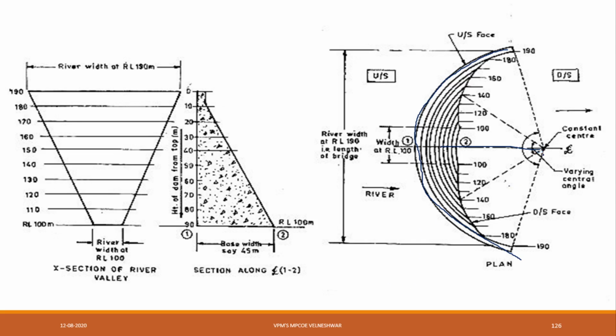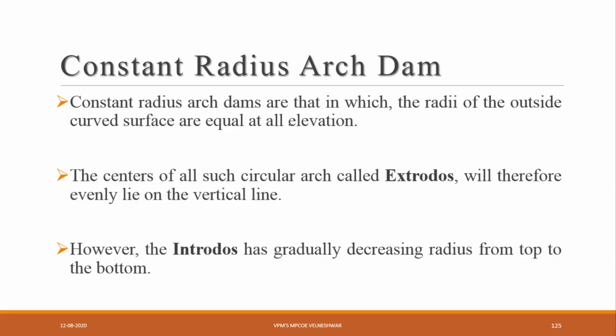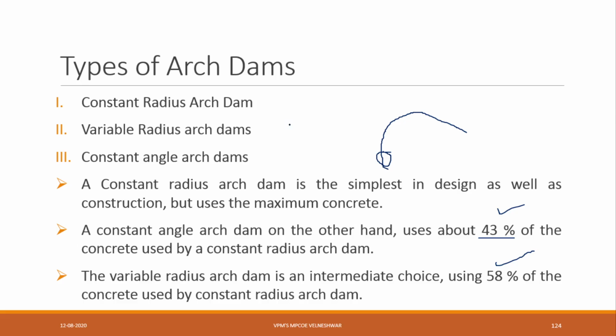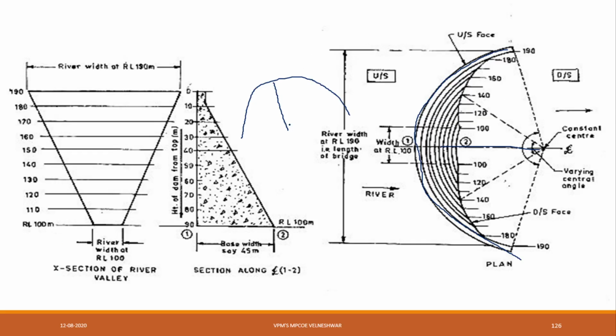For suppose here, if you see, I am showing the arch dam in left view, and if I am showing it in front view, it will be like this. Vertically, this point is nothing but the extrados, and however the intrados has a gradually decreasing radius from top to bottom. For suppose see here, here the radius is more and here the radius is somehow less, means whenever the ending is there, the radius is somehow less.